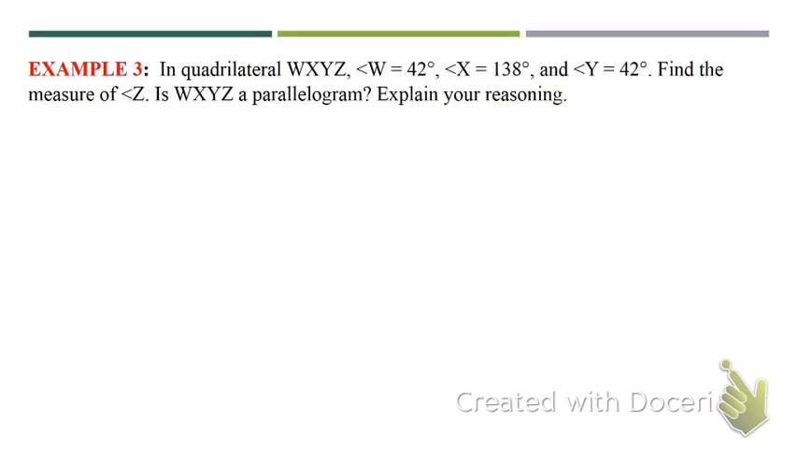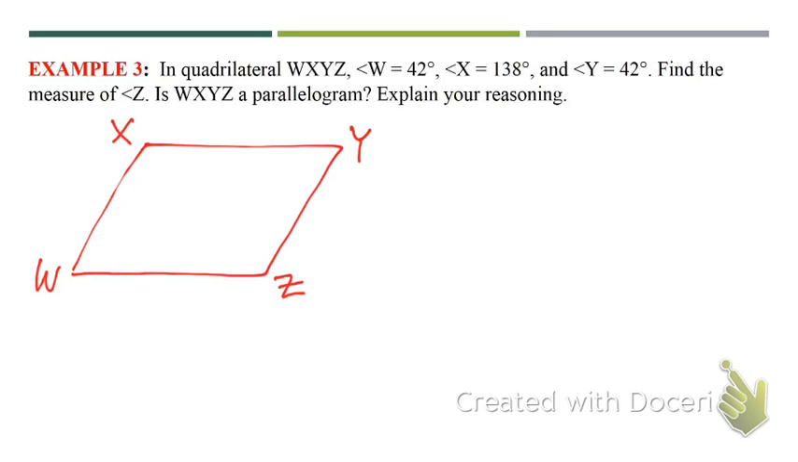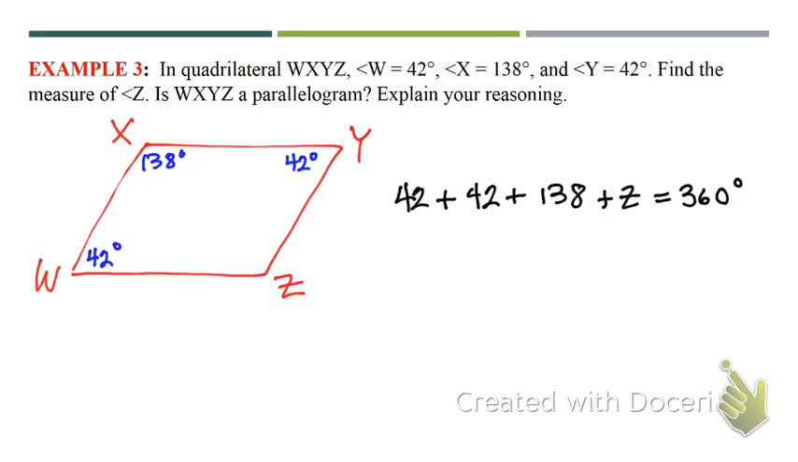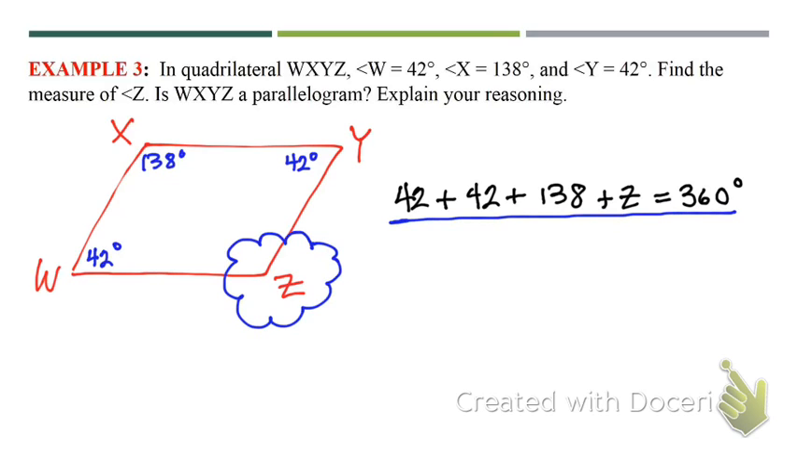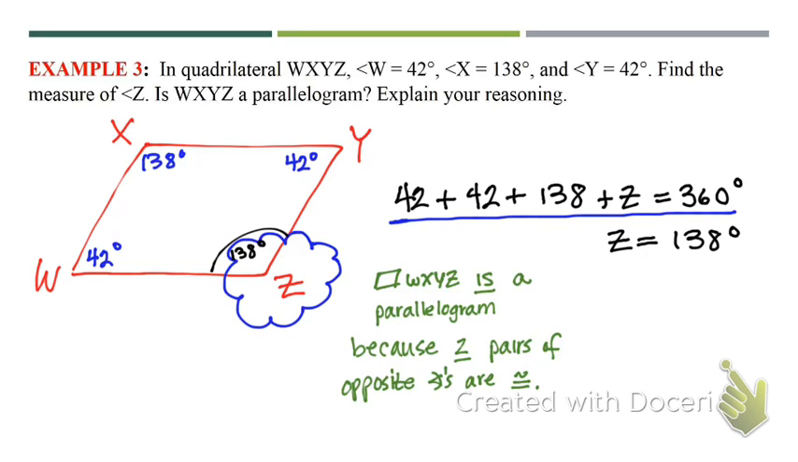Okay, so you've got a quadrilateral and they gave you some of the angle measures. So let's draw it out first and solve for this last angle, angle Z, by knowing that the sum of all the angles will be 360. As soon as we find out that Z is equal to 138, we notice that we have opposite angles congruent, and therefore this is a parallelogram.